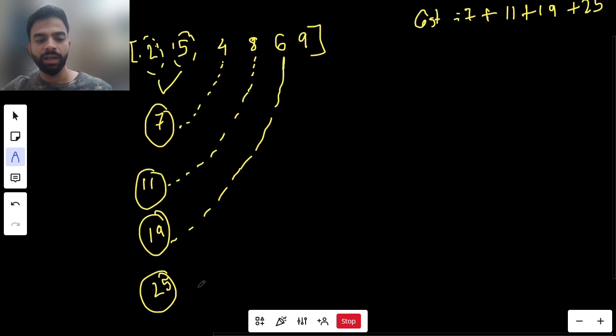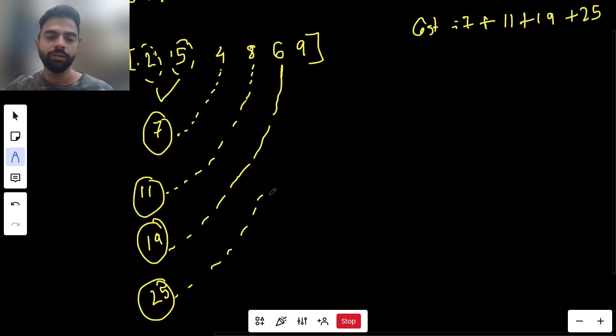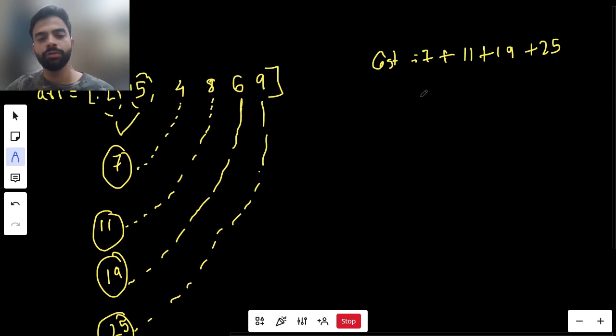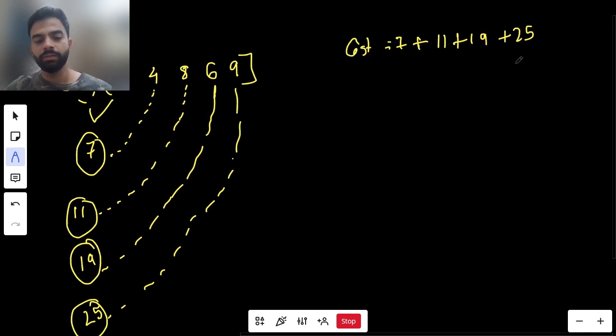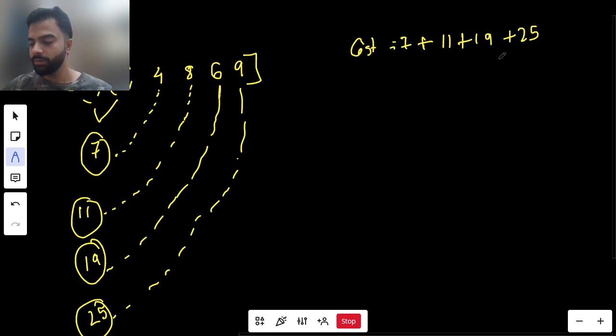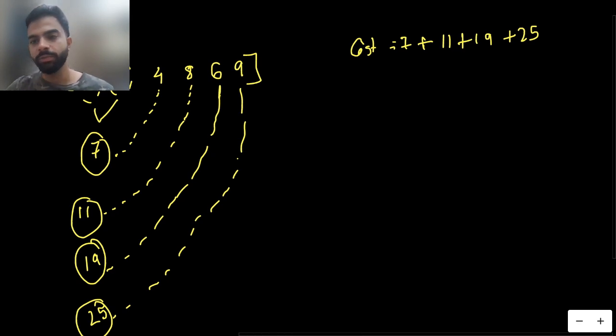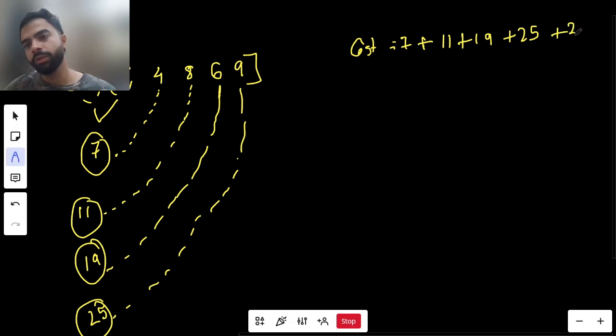Last but not the least, we have 9 over here. So we add 25 plus 9, and this value becomes 34, so we put 34 over here. Now when we do this total sum, we get a total cost equal to 96.